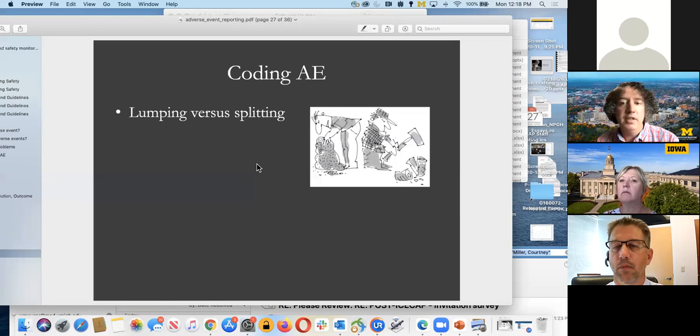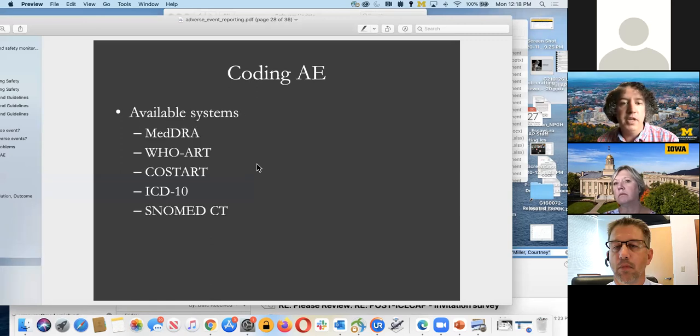Coding, again, there's an opportunity to lump versus split. That's sort of a matter of how many things, do you write an adverse event for nausea and another one for vomiting? Or can you roll those up into nausea and vomiting? Probably it's reasonable in most cases in that example to call the episode nausea and vomiting. But it's also possible to have a simple nausea episode.